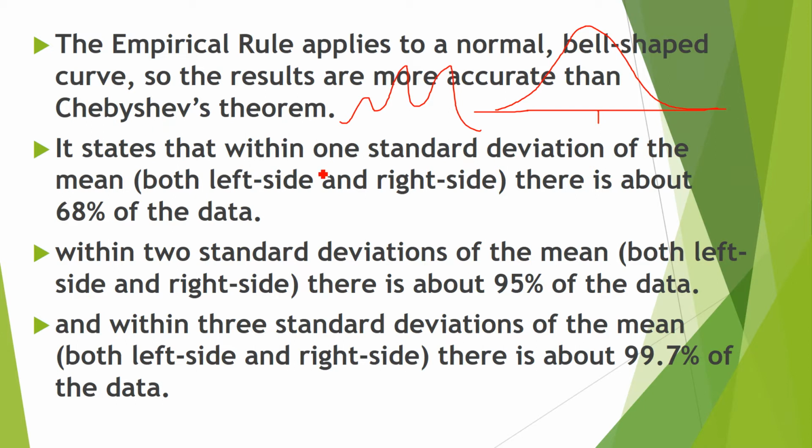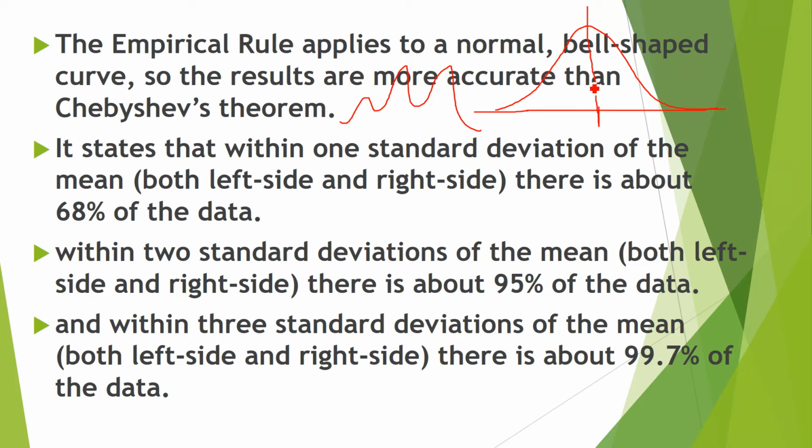It states that within one standard deviation of the mean, both left side and right side, there is about 68% of the data. Now what does it mean? Suppose this is the mean, right? I will draw a line. This is the mean. So your data is equally divided on the right hand side of the mean as well as on the left side of the mean.